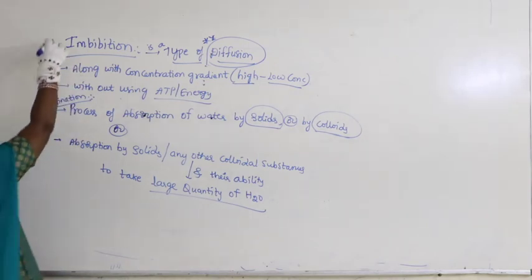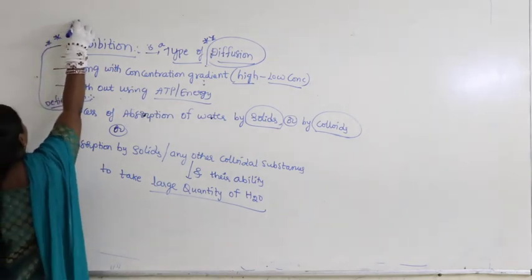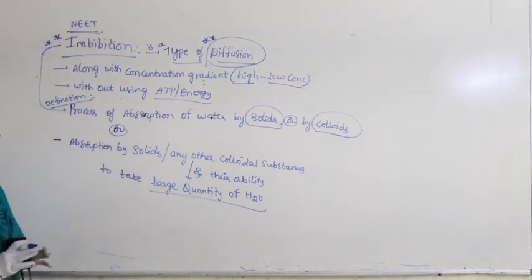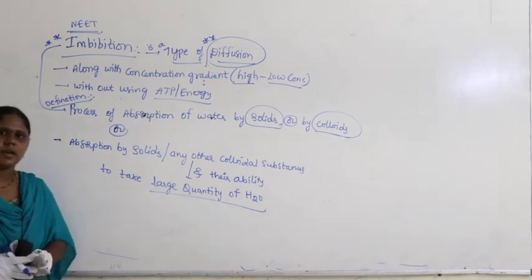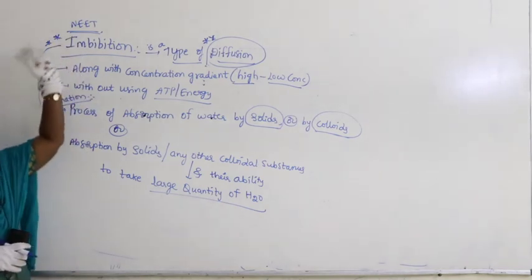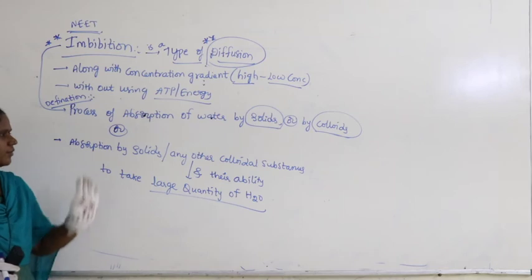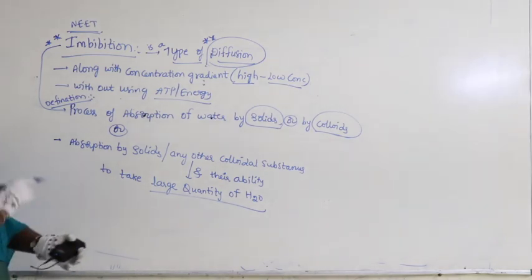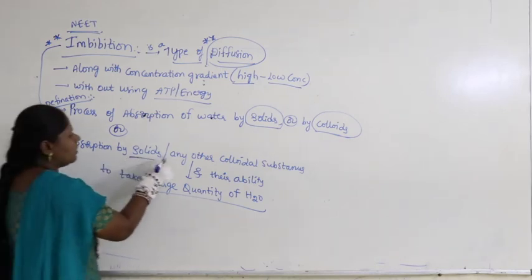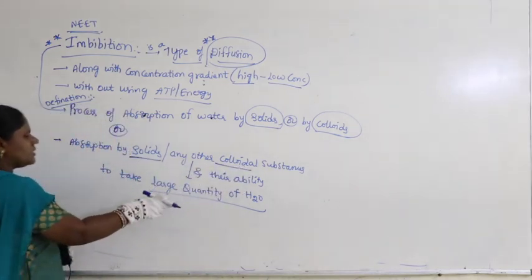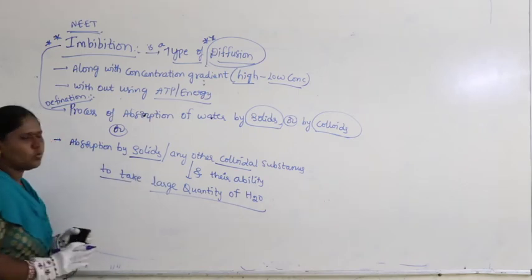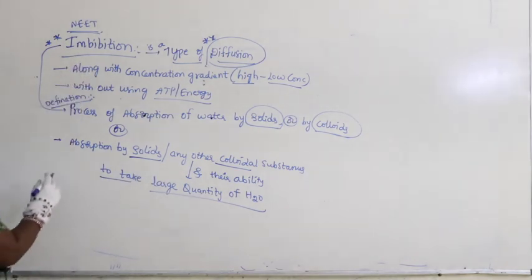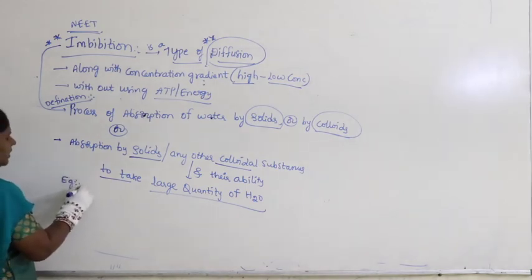Remember, imbibition is very, very important, and we have so many previous questions in the NEET. It's a simple concept, good concept, easy to understand, and mostly we find questions in the final NEET paper. So try to understand. If you can understand and follow, this becomes a very easy concept. Okay. So absorption by solids or by colloidal substances and their ability to take large quantity of water is called imbibition. For example, you can take imbibition examples.